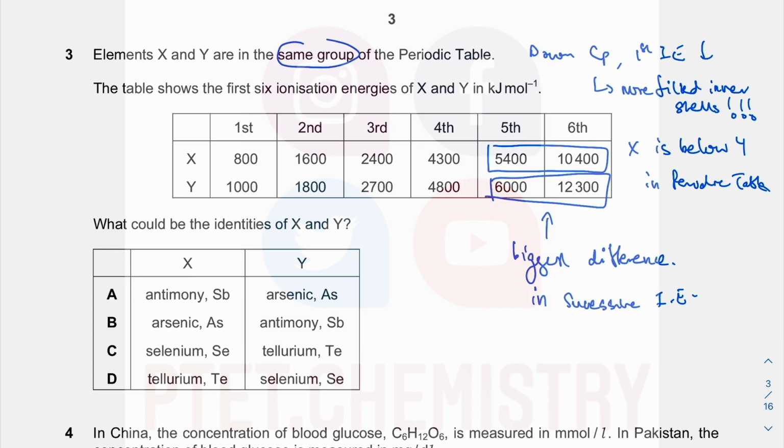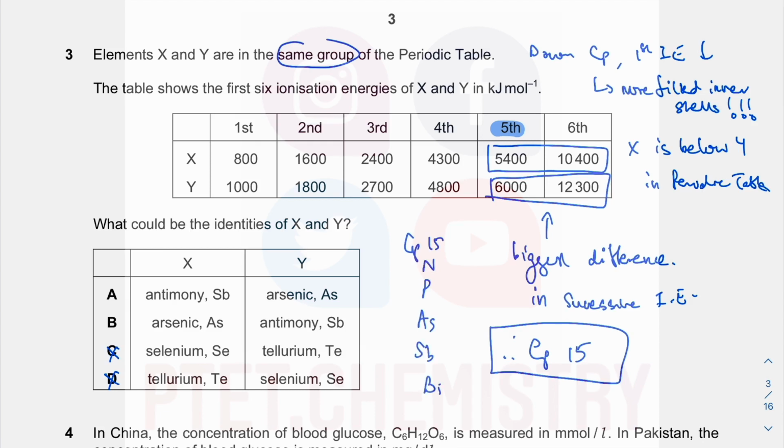So because you are removing the 6th one from the inner shell, that means we only have 5 outer shell electrons. Therefore, we are looking at group, not the Roman numeral. We use the numerical value, so it's just group 15. So we're looking at group 15, we can cross out selenium and beryllium. Looking at the periodic table, antimony and arsenic. So group 15, you have nitrogen, phosphorus, arsenic, antimony, and bismuth.